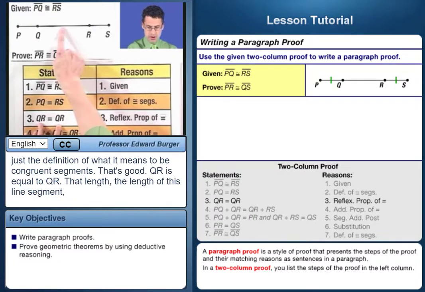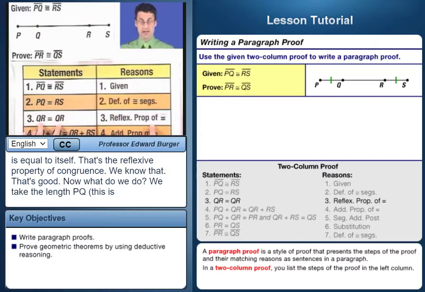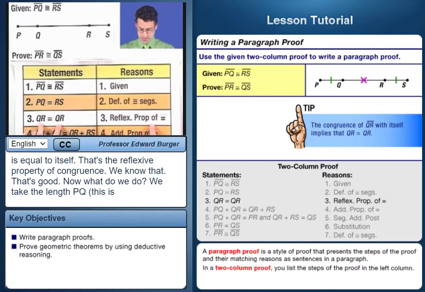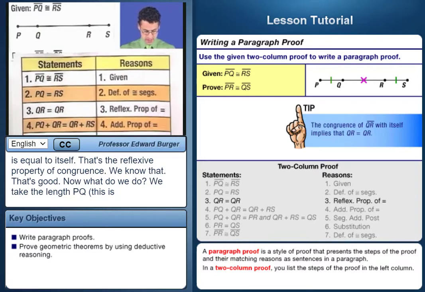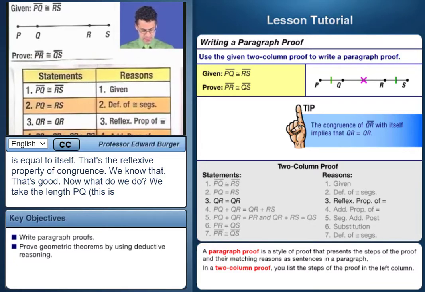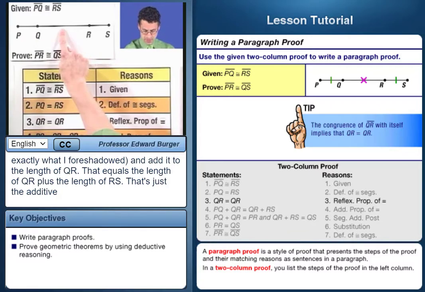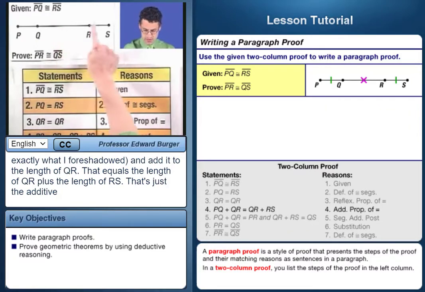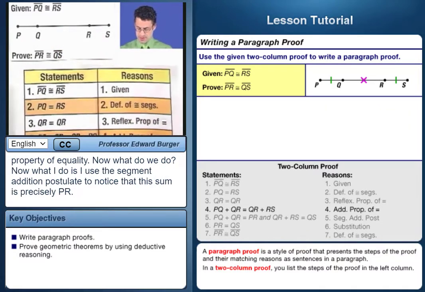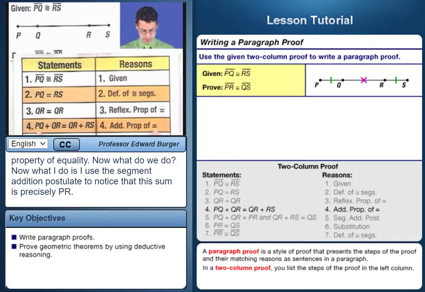QR is equal to QR. The length of this line segment is equal to itself. That's the reflexive property of equality. Of course, we know that. So that's good. Now, what do we do? We take the length PQ, this is exactly what I foreshadowed, and add it to the length of QR, and that equals the length of QR plus the length of RS, and that's just the additive property of equality.